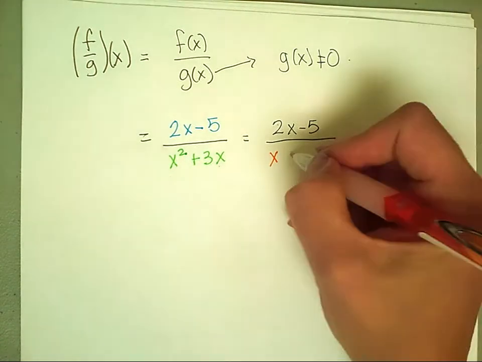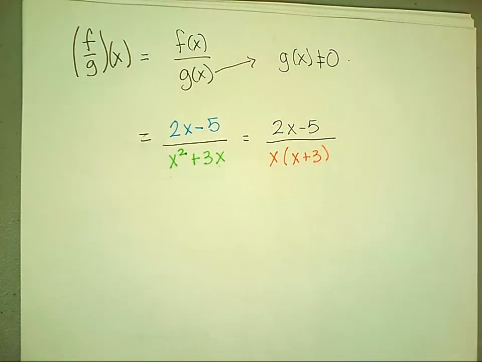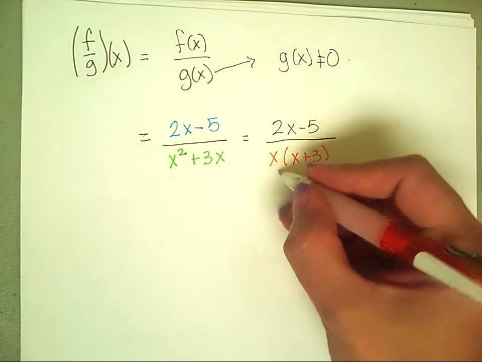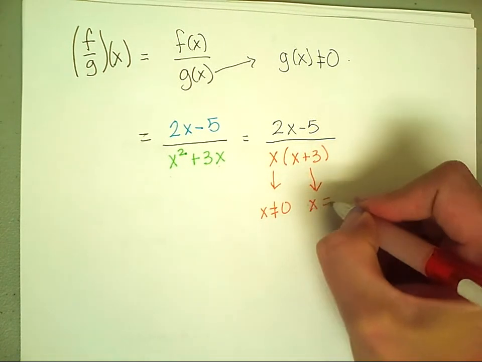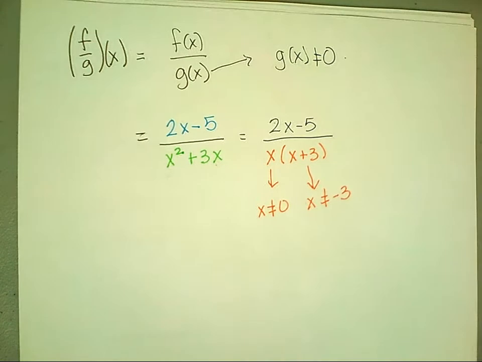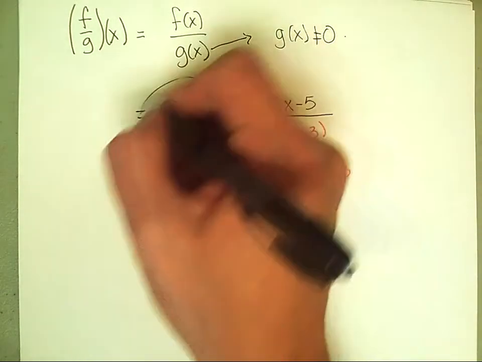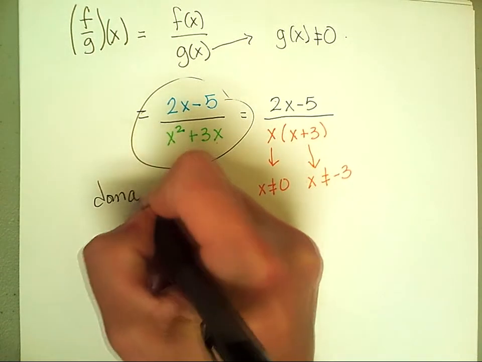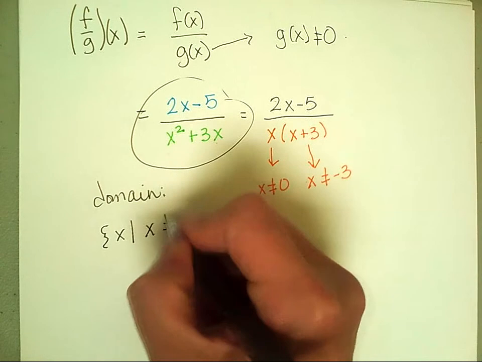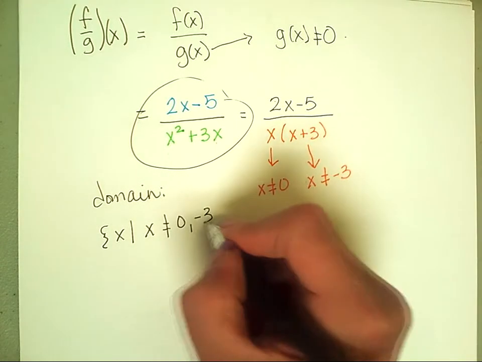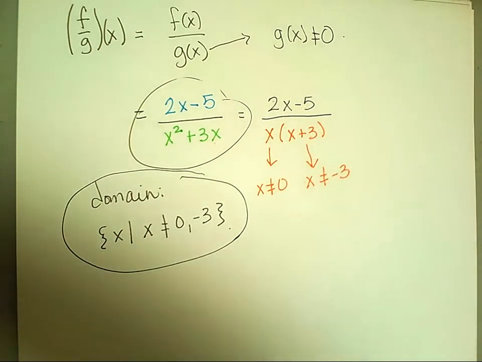There's a common factor of x in both of these, so I could factor them out and get x times x plus 3. And then it's very clear from here that if x equals 0, we get a problem. Or from this factor, if x equals negative 3, we get a problem. So now the domain of this function is the set of all x such that x cannot equal 0 and negative 3. So this is the domain of our new function.